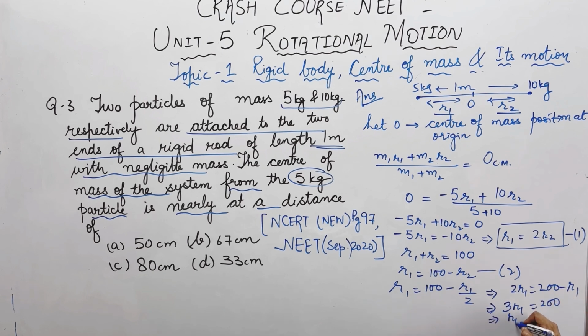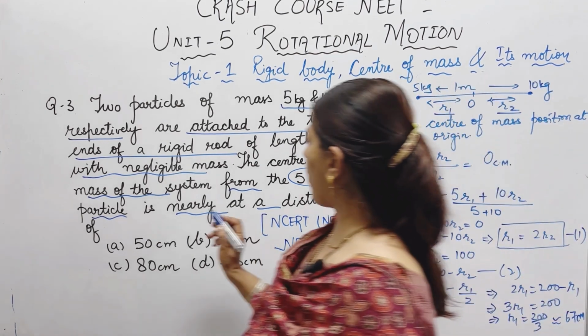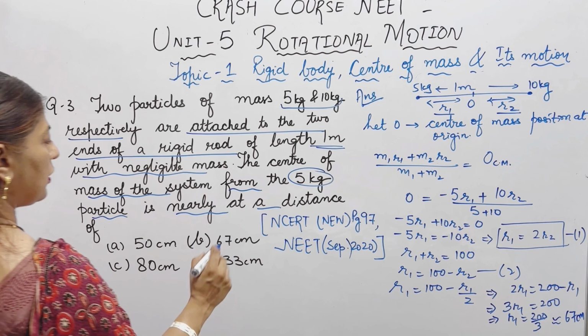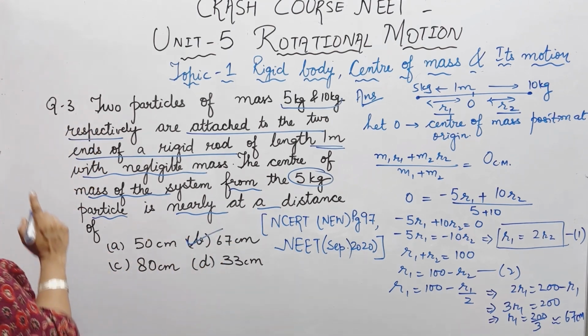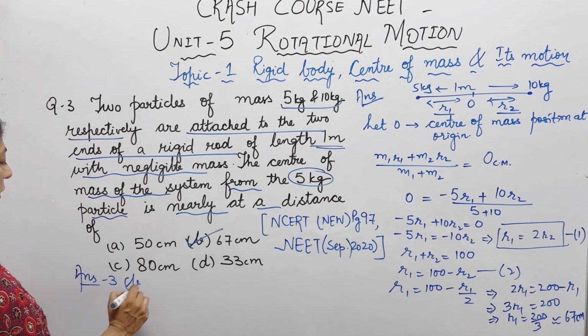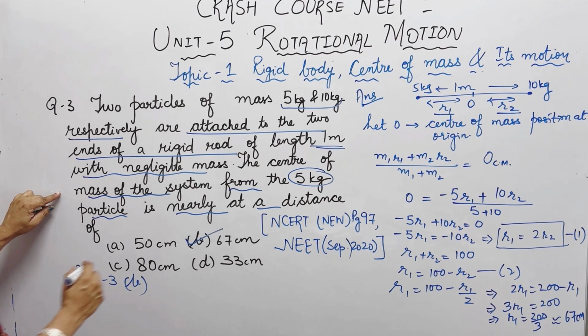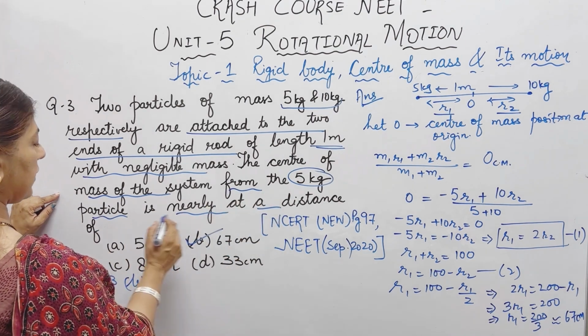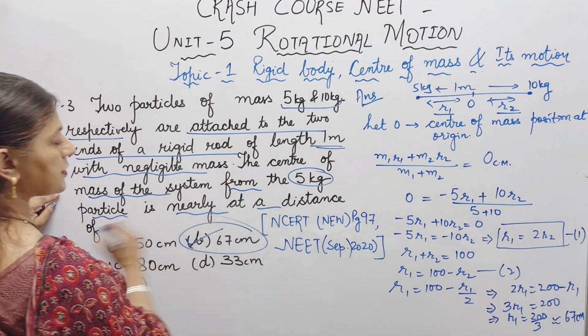From here R1 is equal to 200 by 3. So this value is nearly equal to 67 centimeter. If we look at the options, our result goes with option B, and the answer for the third question is option B, 67 centimeter. So the center of mass from the 5 kg particle is at a distance of 67 centimeter.